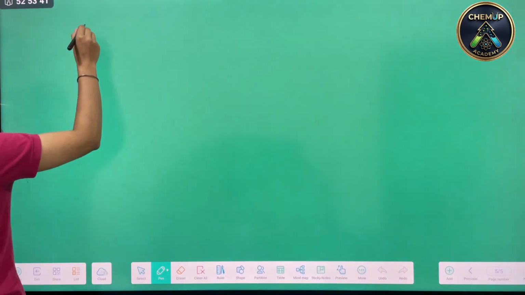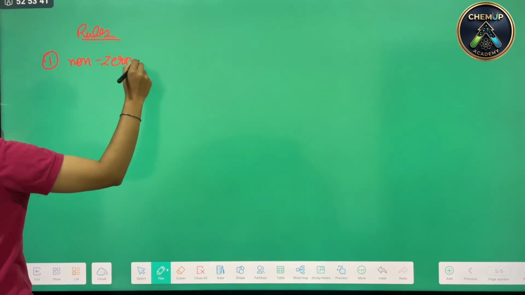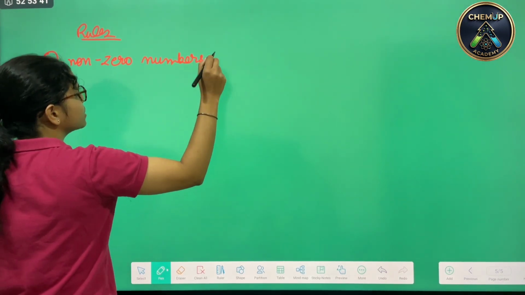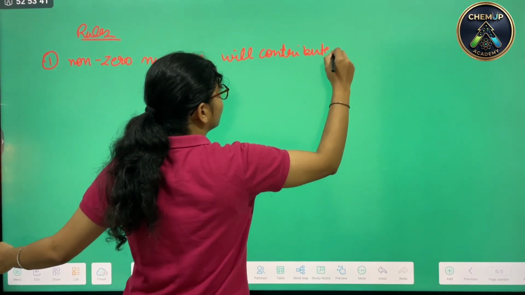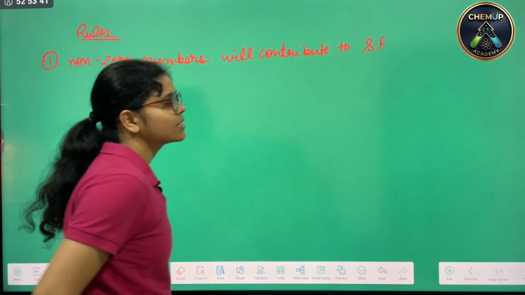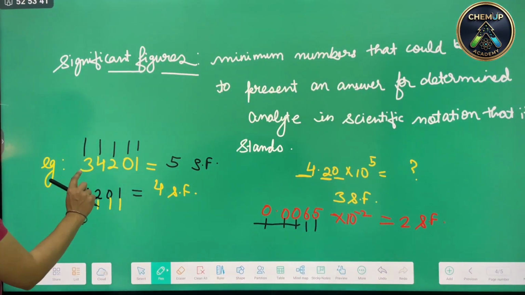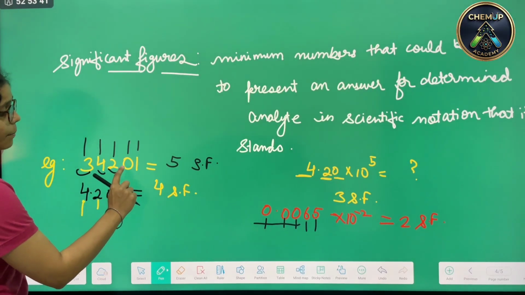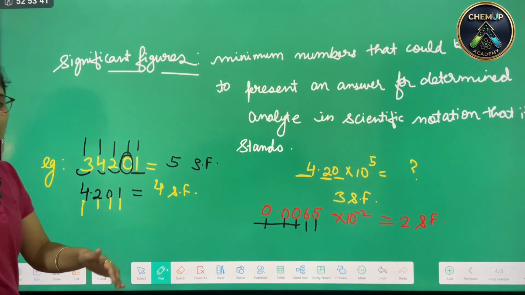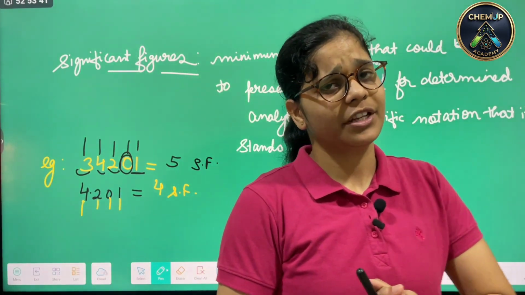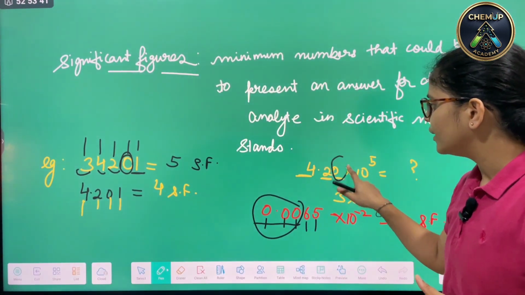Let's write the rules. Rule number 1: non-zero numbers will contribute to significant figures. As we have seen in the previous case also, that means non-zero terms. This is a non-zero term, non-zero term, non-zero term, but here this is a zero term and here it is a non-zero term. Still we are including this zero term. So what is this confusion about zero, where to include it and where not to include it?